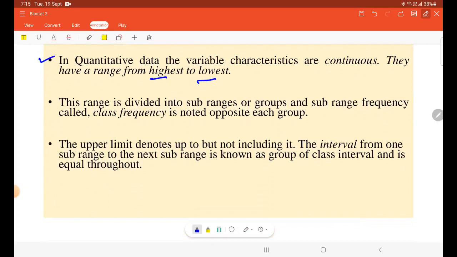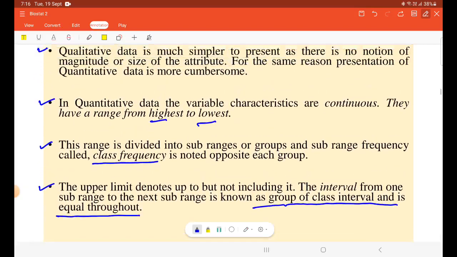This range is divided into sub ranges or groups, and the frequency of each sub range, called class frequency, is noted opposite each group. The upper limit denotes up to but not including it. The interval from one sub range to the next sub range is known as the group or class interval and is equal throughout.